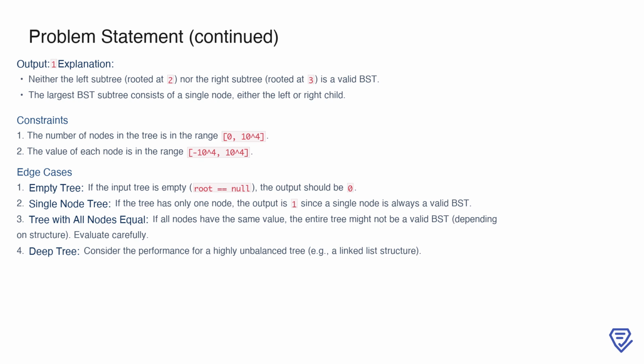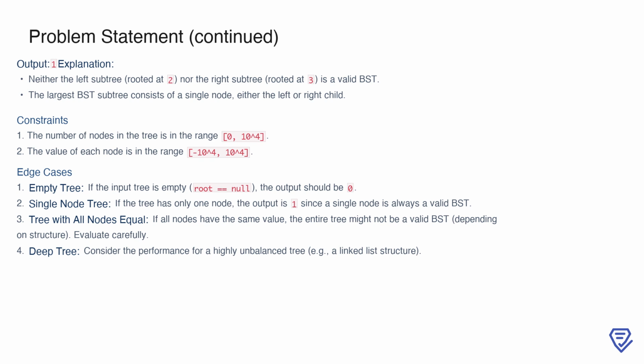Finally, consider the case where the root node is 1, with two child nodes, 2 on the left and 3 on the right. Neither the left subtree, rooted at 2, nor the right subtree, rooted at 3, satisfies the BST properties. The left child, 2, is greater than the root, which breaks the rule that all nodes in the left subtree must be smaller than the root. Similarly, the right child, 3, is greater than the root, but it doesn't have any valid BST descendants. In this scenario, the largest BST subtree consists of just one individual node, since no larger subtrees qualify as BSTs. The output is therefore 1.